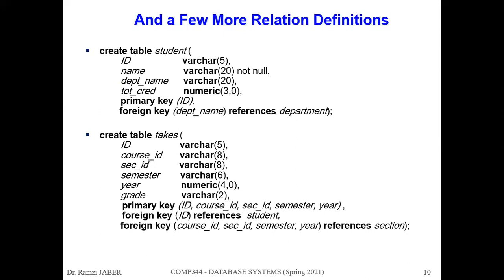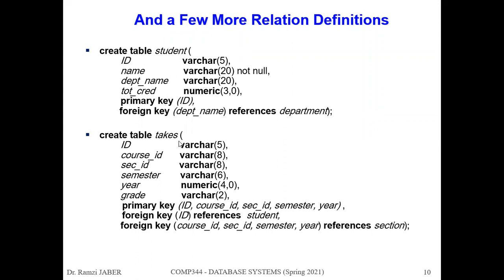Okay. Now more relation definitions. Example here. Create table student. A student has ID, varchar 5, name the same, depart name, total credit. Here we have total credit, numeric 3,0, primary key ID, comma, foreign key depart name, references the department table, similar to instructor.